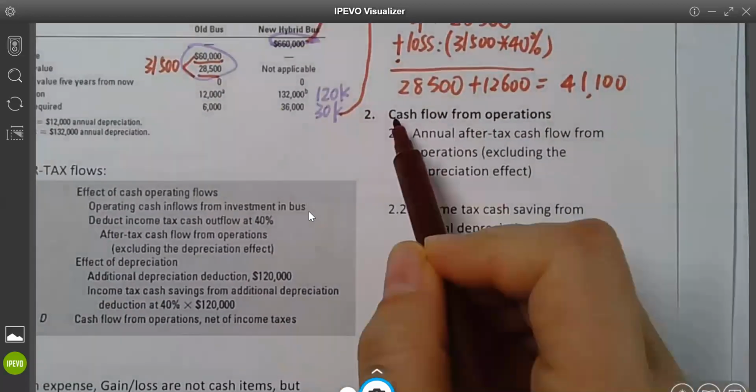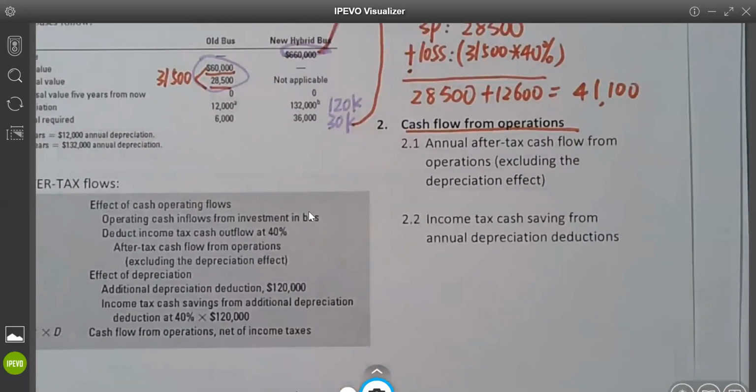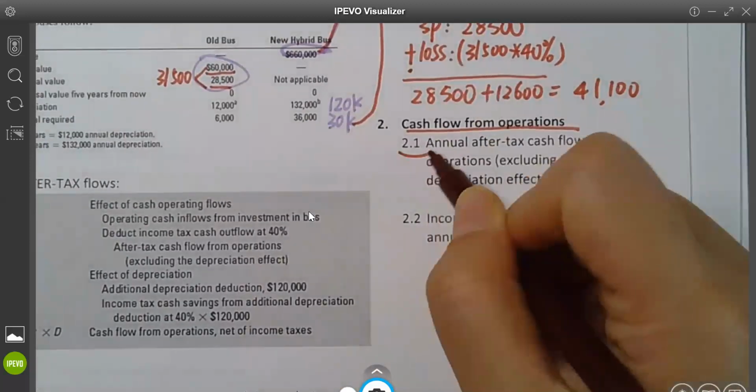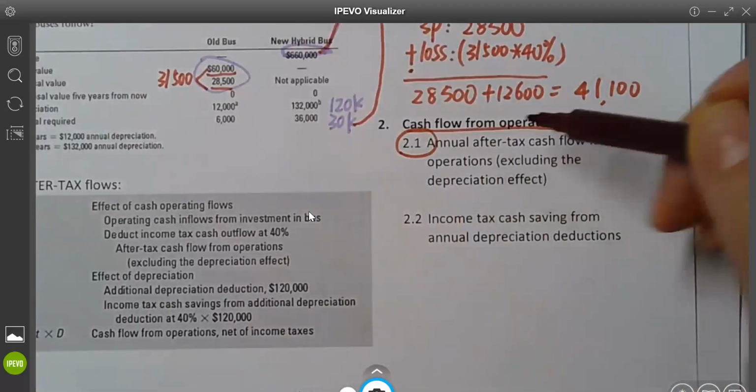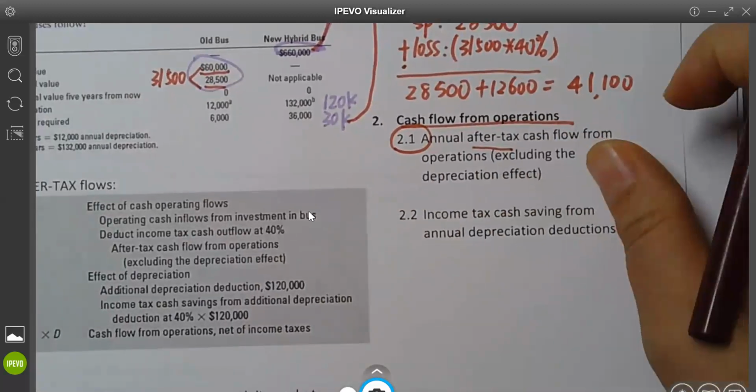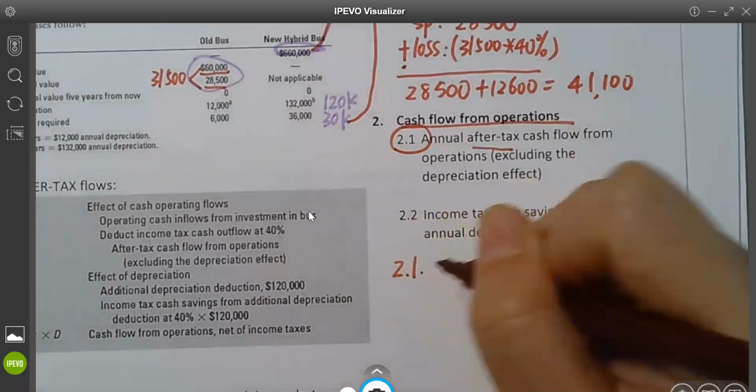So next part, when we use our equipment every year in the next 5 years, we call it a cash flow from operation. And there are 2 parts. First one, we call it annual after-tax cash flow from operation. So let's work on this one first.